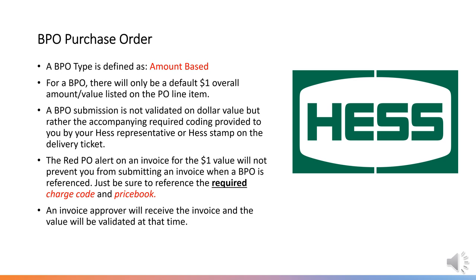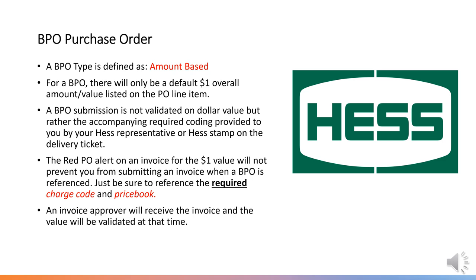For a BPO, there will only be a default $1 overall amount value listed on the PO line item. A BPO submission is not validated on dollar value but rather the accompanying required coding provided to you by your Hess representative or Hess stamp on the delivery ticket.